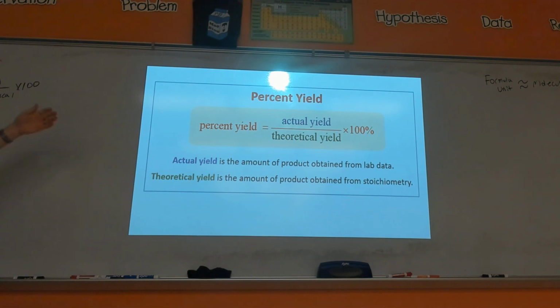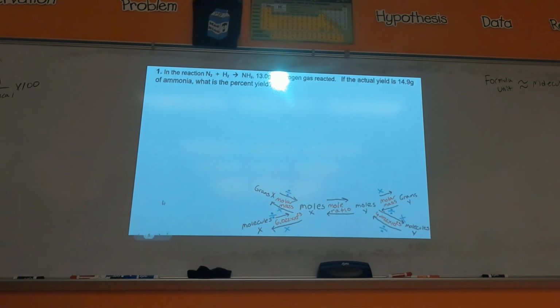And then you're going to divide what you got in the lab by what you theoretically got, and then you multiply by 100 to get a percentage. So getting to what a practice problem would look like. The practice problems look pretty similar to what you've been doing so far, but now you're going to see two given numbers here, kind of like what you saw with limiting reactants.